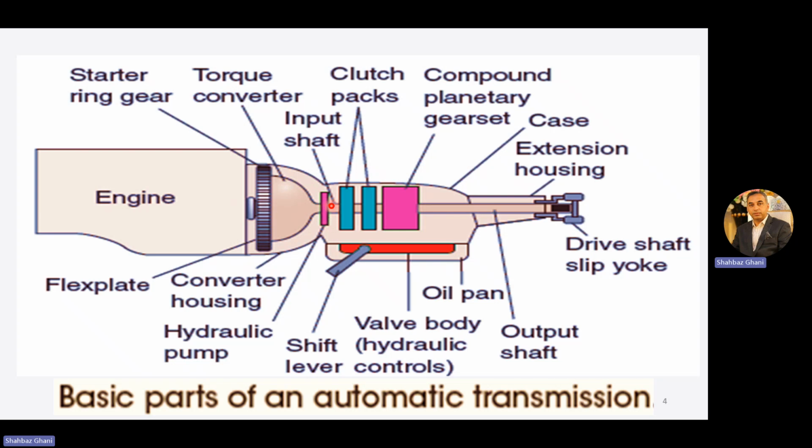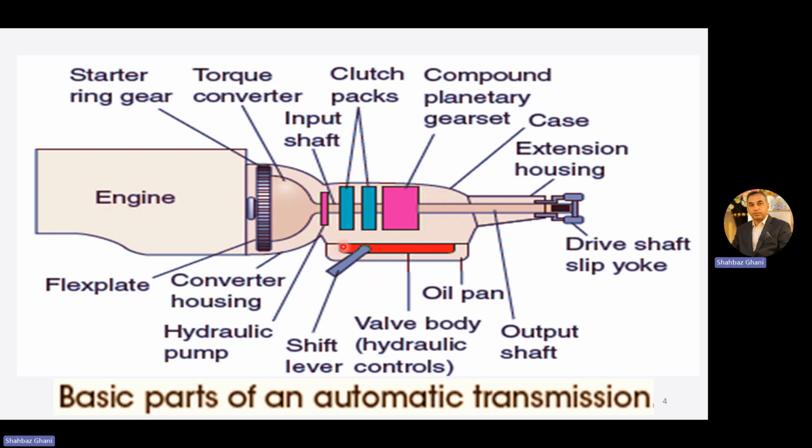Then this is the input shaft, which is going to the clutch packs. It may be multi-plate clutch packs or different types of clutches. Then we have a gearbox, and this type of gearbox, which we use in automatic transmission, is known as a compound or planetary gear set. It is different from the conventional gear in which we have a synchromesh and gear arrangement. But here we have a planetary gear system. We will study it later in detail in this lecture.